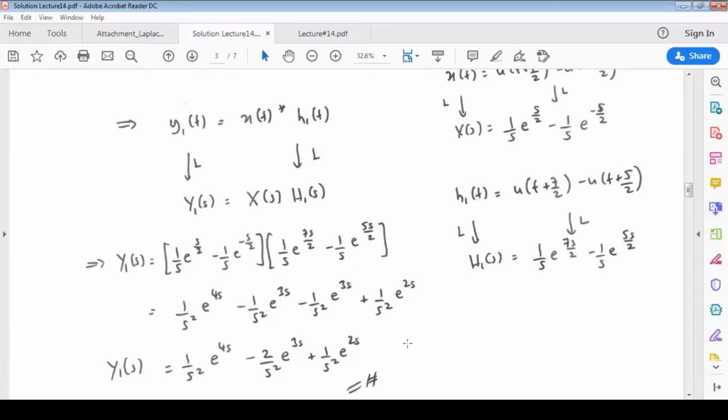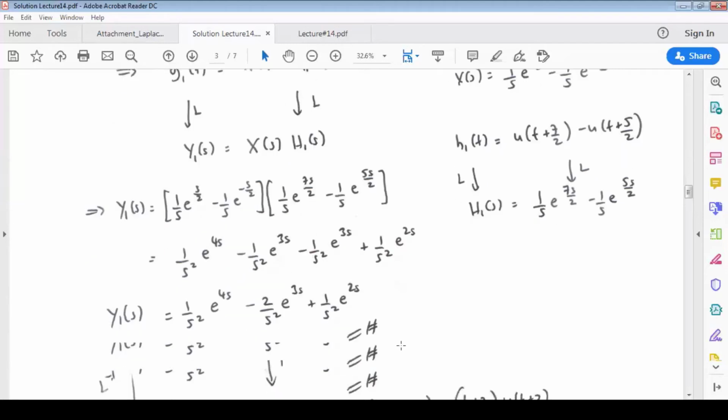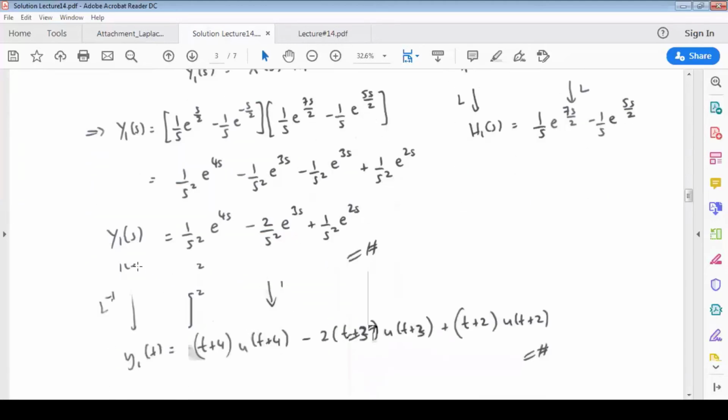Remember what the task is? The task is to find y1s and also y1t, which is the inverse Laplace of y1s. So from here, we have y1t. Sorry, this is supposed to be an inverse Laplace, not Laplace transform. It should be the inverse of Laplace transform. Please correct this for me.